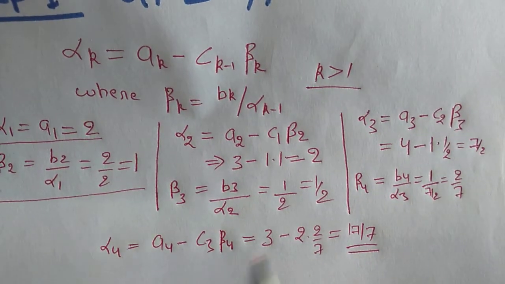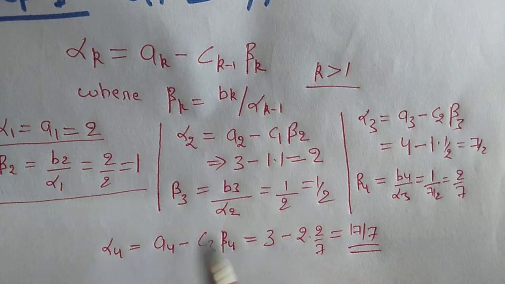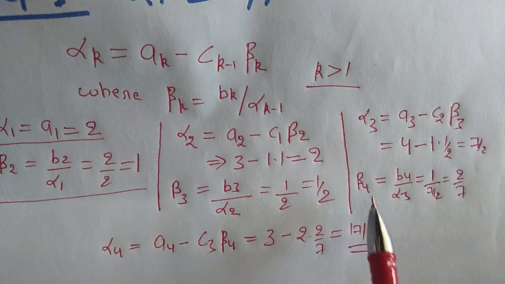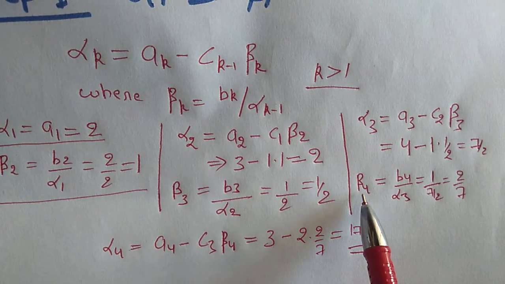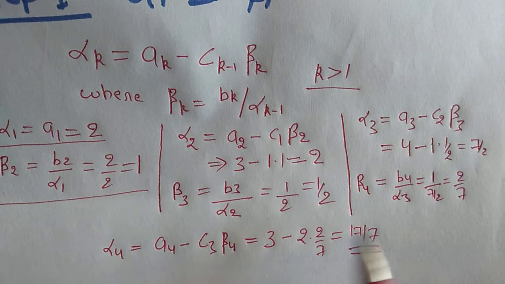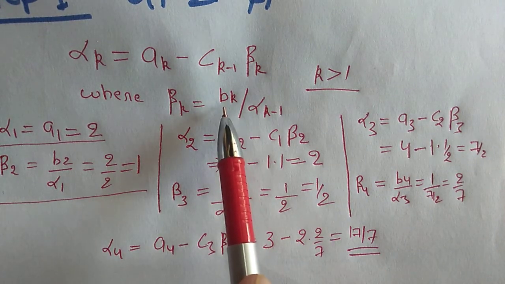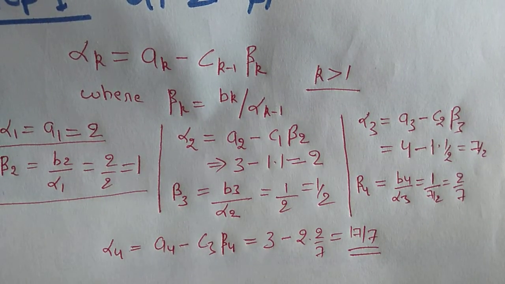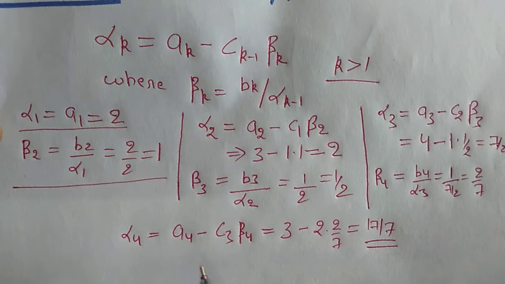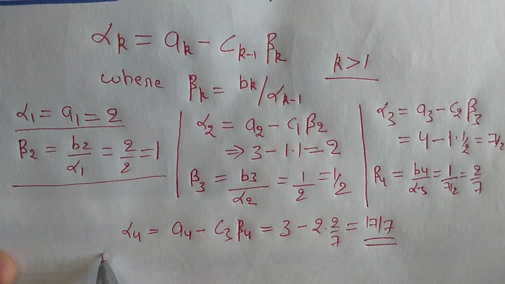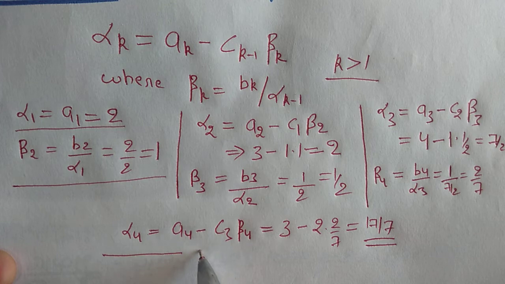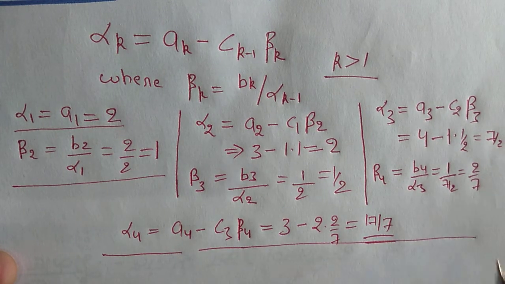So now alpha 4, since we have a 4 cross 4 matrix, so we have alpha 4 and beta 4. We cannot calculate the beta 5 and alpha 5, because if you calculate beta 5, we don't have B5. So this is the calculation of alpha and beta. So this is the end of step 1. Now let me go for step 2.